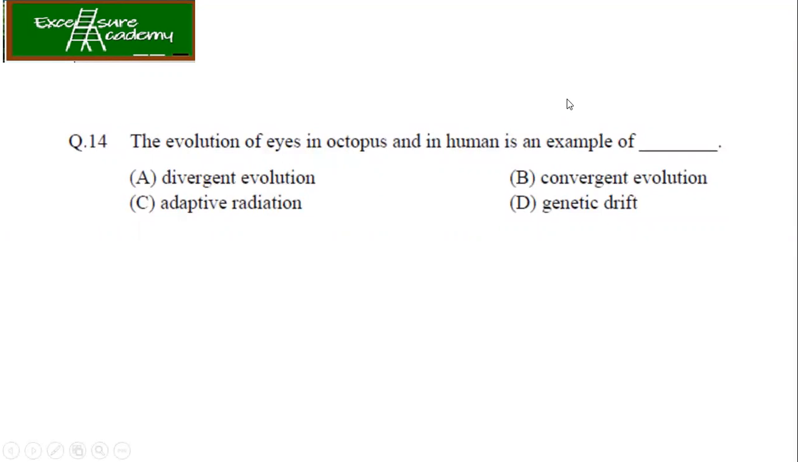Okay, so this question is from Bio. The evolution of eyes in octopus and in human is an example of dash. So what will be the answer? Before we know the answer, we should know what these options are meaning to say. The first option is divergent evolution. Divergent evolution occurs whenever two species are evolving differently from a common ancestor. For example, we know about the Darwin finches.